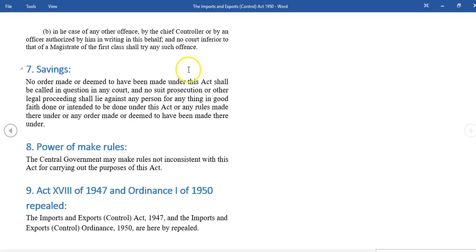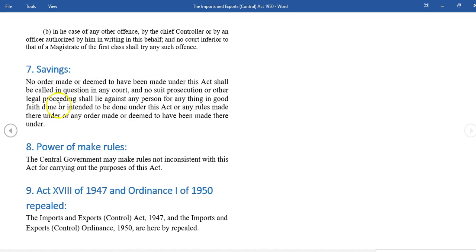And no court inferior to a magistrate of the first class. It means actually the court that you see in the local office. A violation of import and export cannot be tried in a lower court than a first class magistrate court. So it cannot be tried in a union council parishad. It cannot be tried in a village panchayat. It has to be a first class magistrate court.